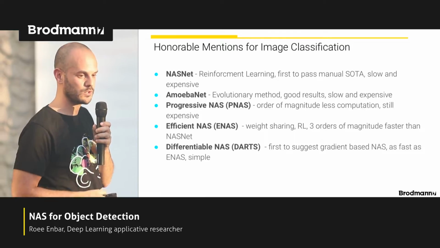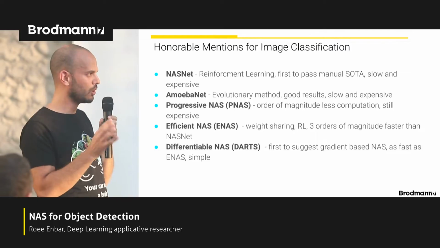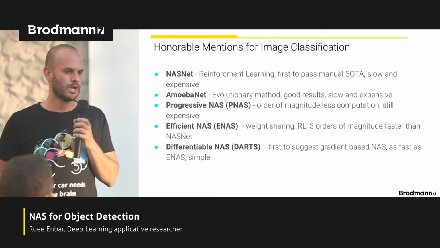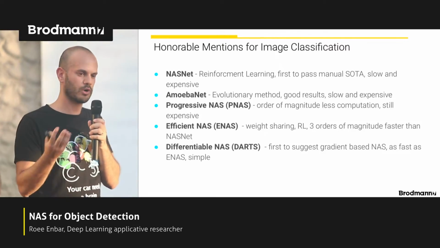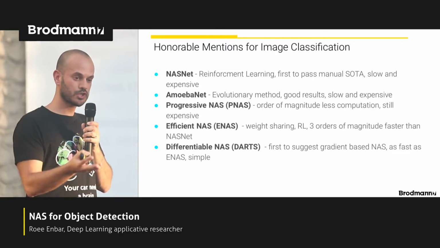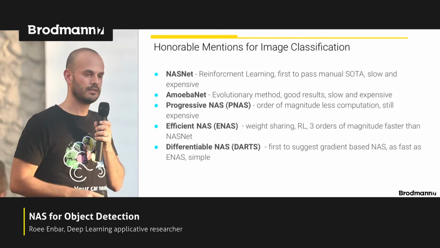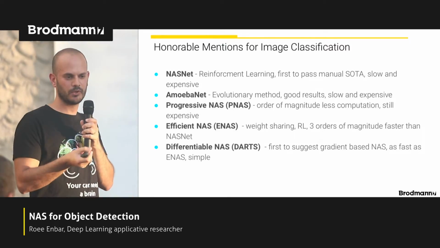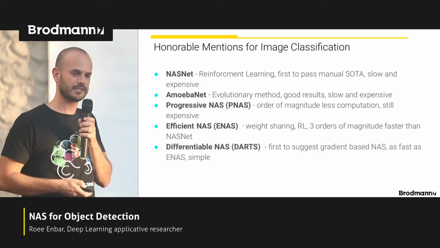We have AmoebaNet, which used evolutionary methods. They also got very good results, with about an order of magnitude less computation than NASNet, but still hugely expensive. We have progressive NAS, which used higher and higher fidelities for their proxy, and thus lowered the computation by an order of magnitude. We have efficient NAS, which I'm going to touch on in 2 minutes, which used weight sharing and really reduced the computation cost. And we have differentiable NAS, or DARTS, which is the first one to suggest gradient-based search.